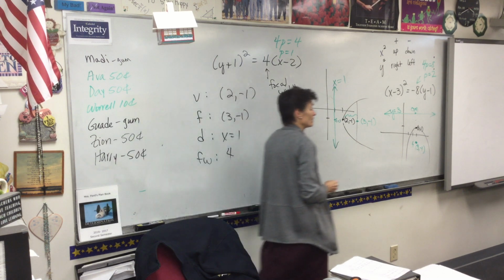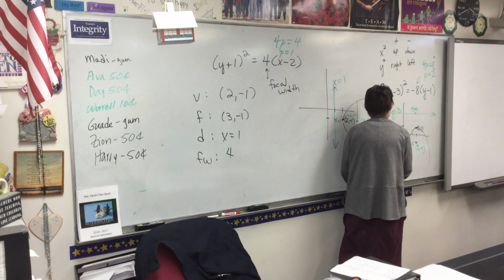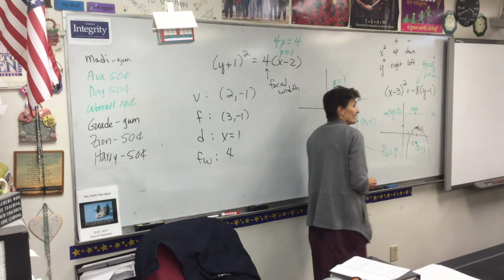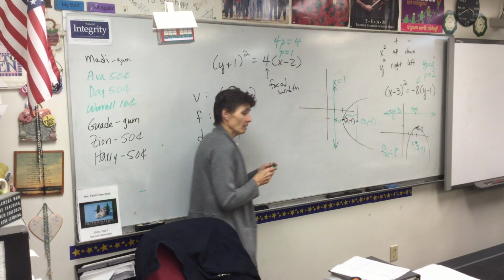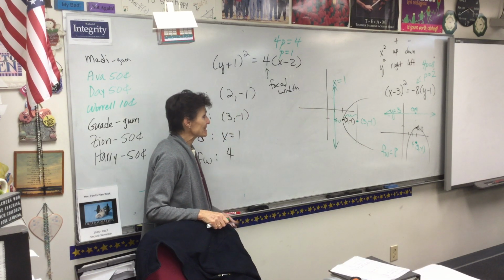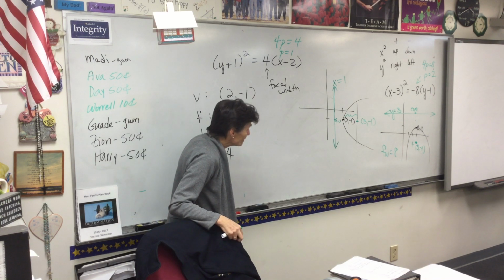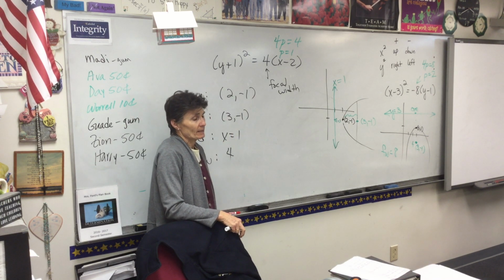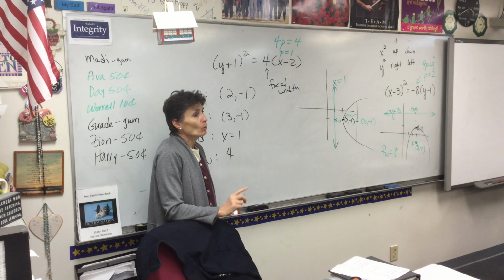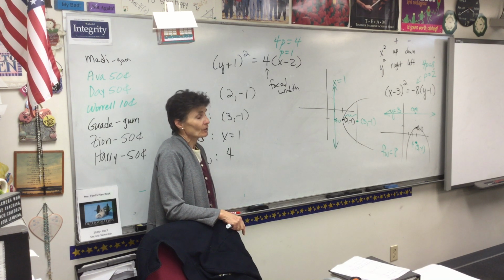What's our focal width? Be careful. 8. Just 8. Well, because it's a width, it's a distance. And would I ever say something was negative 8 wide? No, that's goofy. What does the negative do? The only thing the negative does is tell me to go down. Yep, to open down. That's what the negative's for.